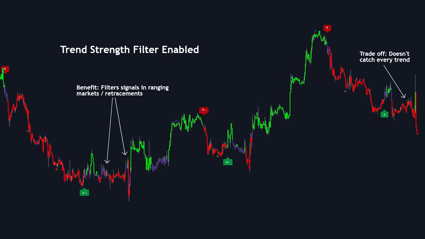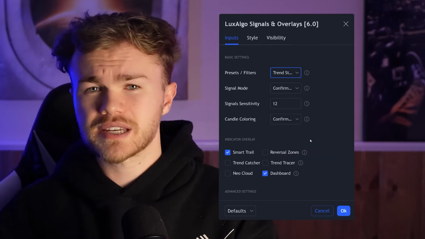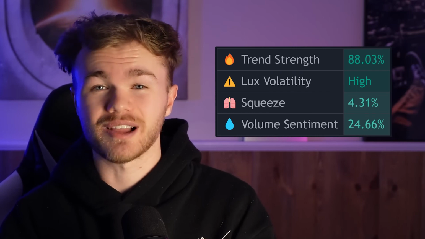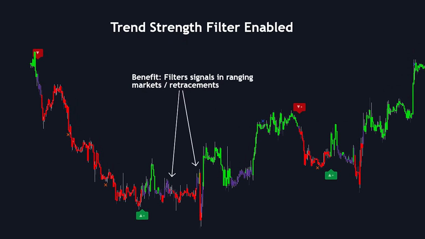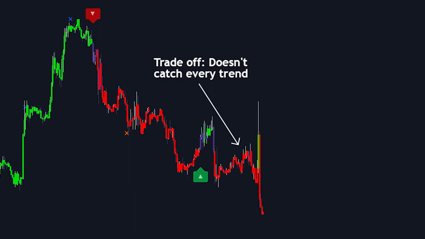And the same is also seen here with another filter we just turned on within the indicator called the trend strength filter, which basically just uses the trend strength metric in the dashboard to only generate confirmation signals that align with a trending market, which can clean up a lot of that noise during retracements as well as the ranging markets. However, the trade-off seen here now with this filter enabled is that at times the indicator will actually just completely miss trends in the market, which is why we still need to be aware of the price action, candle coloring, or other forms of analysis to give us the right confluence instead of just relying directly on the signals.